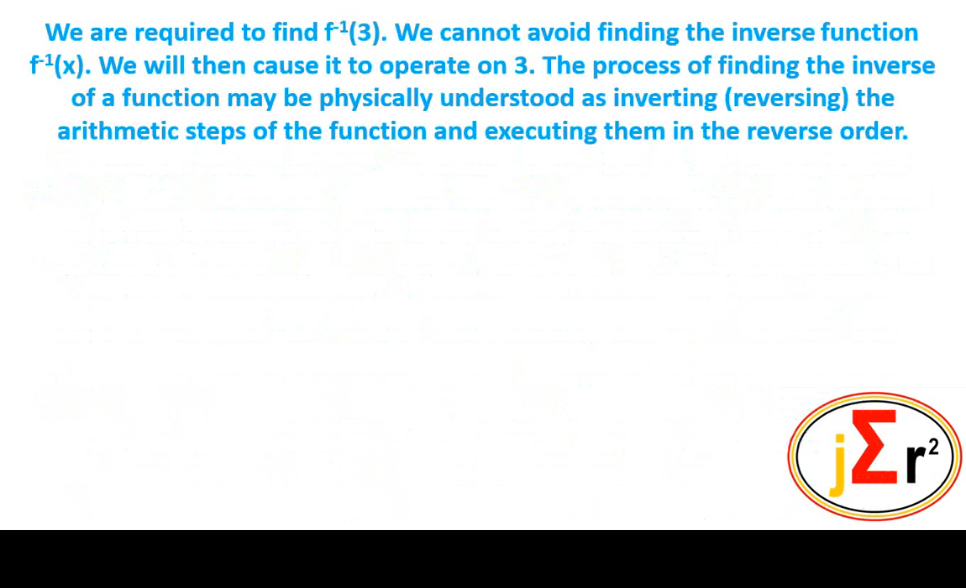We are required to find f inverse of 3. We cannot avoid finding the inverse function f inverse of x. Why? Because we do not have it as yet, but we need to find f inverse of 3. Therefore, in order for us to do that, we will have to find the inverse function f inverse of x. We will then cause that function f inverse of x to operate on 3.